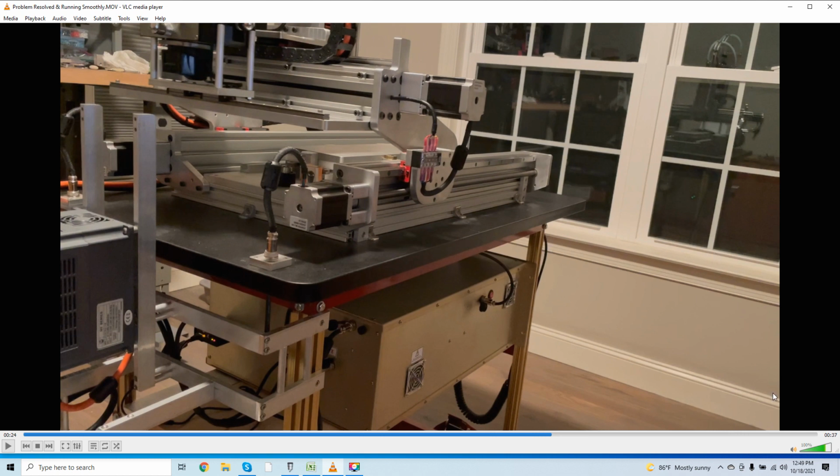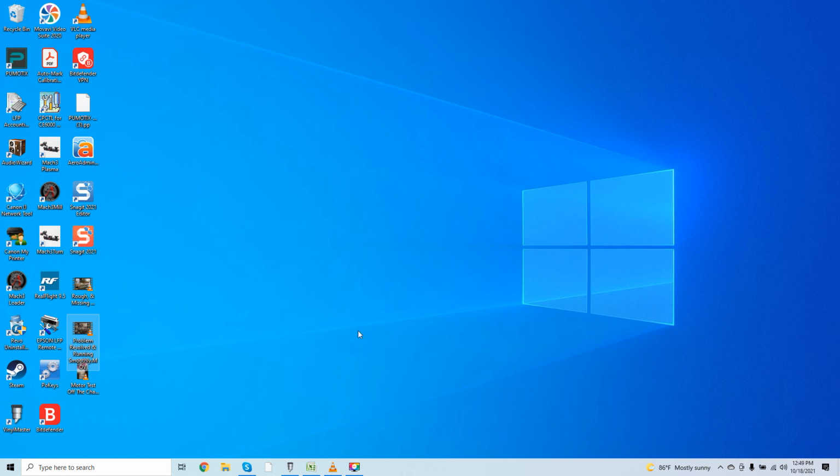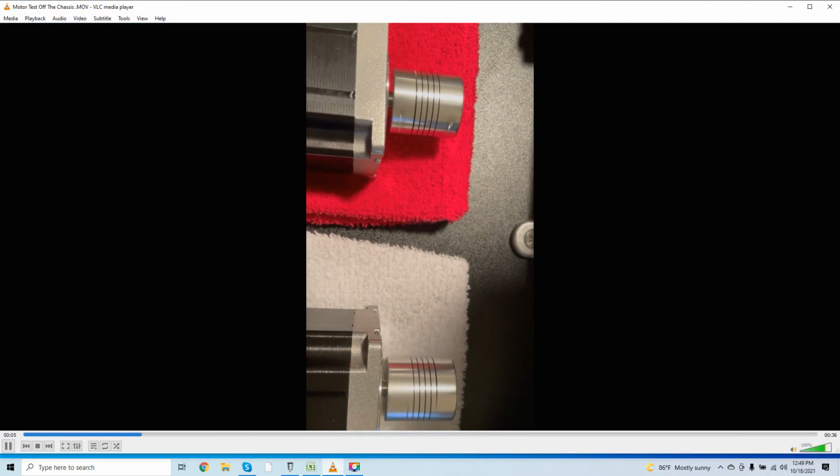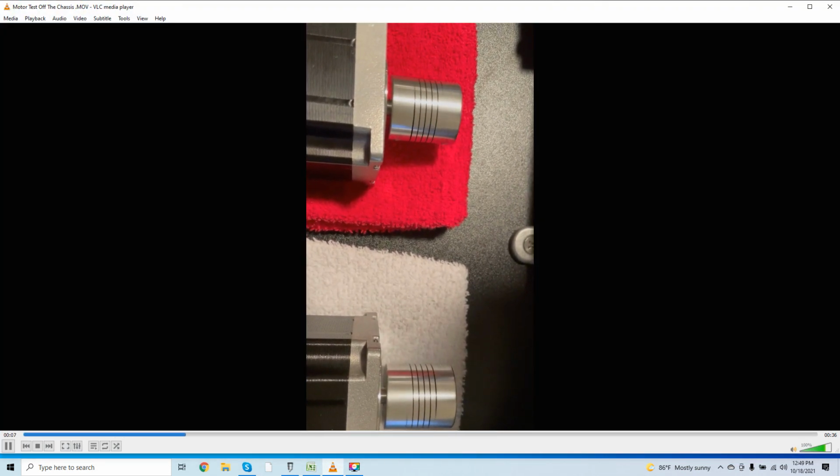So after I addressed with John the issue that we first heard, I said, John, actually take the motors off the axis and run them. And you guys can hear what that sounds like.